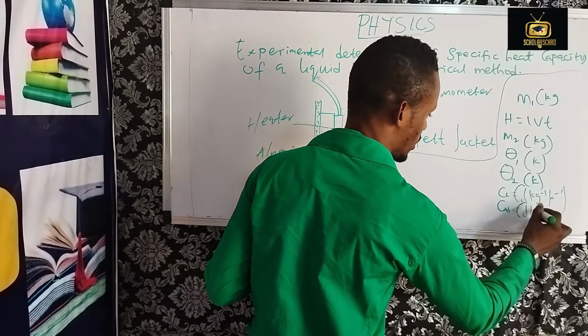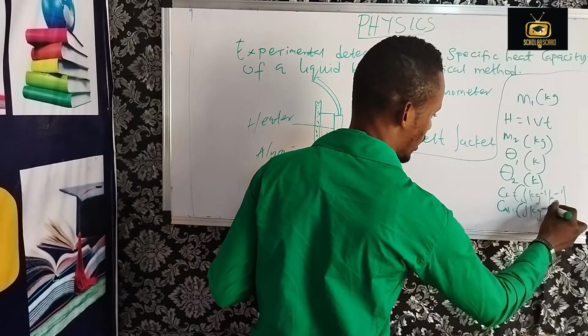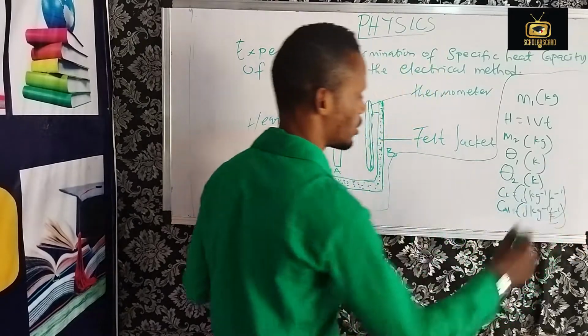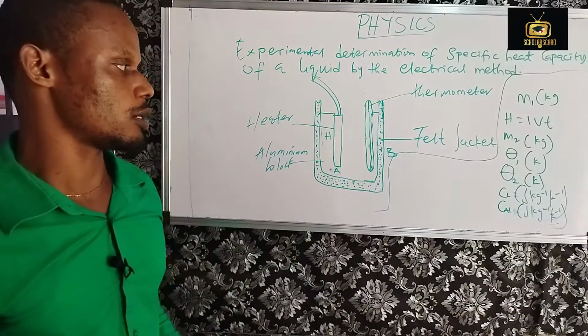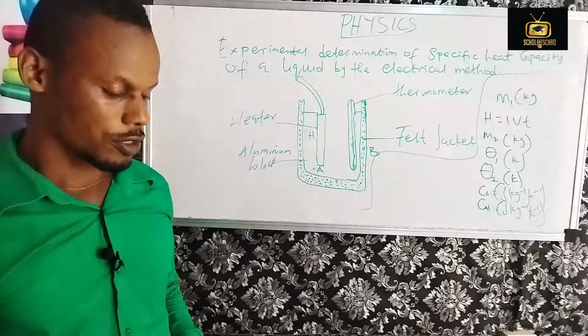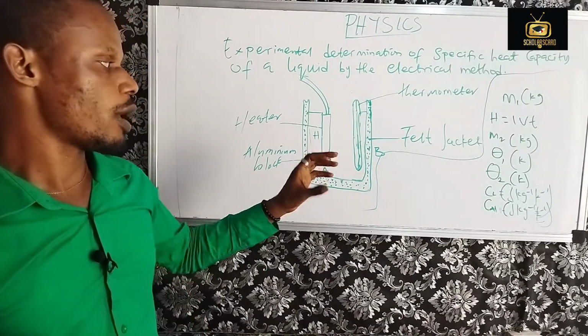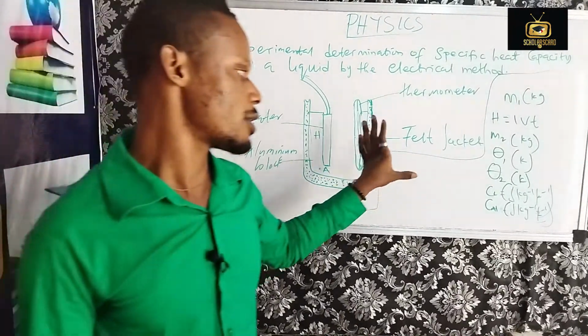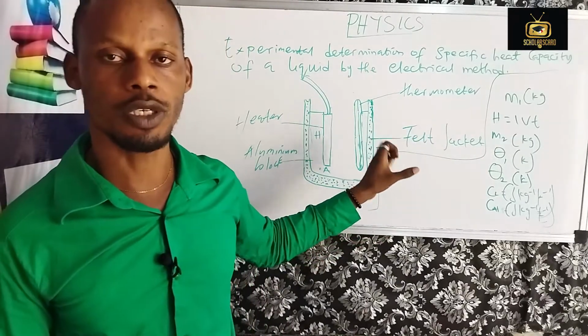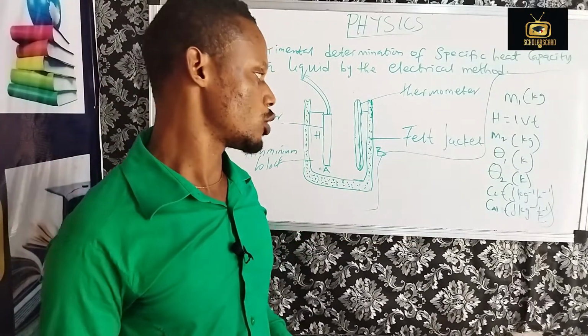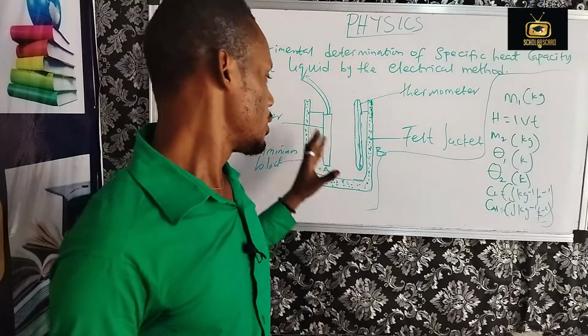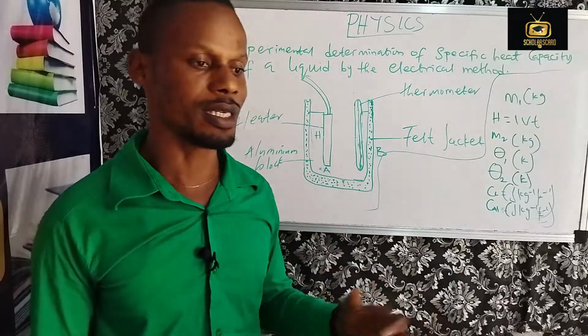Okay, joules per kilogram per Kelvin. Are you getting it? Now, you measure all this one like this. Now, after that, we have a special law under this topic. We call it the law of mixture. The law of mixture states that the heat supply is equal to the heat gain.